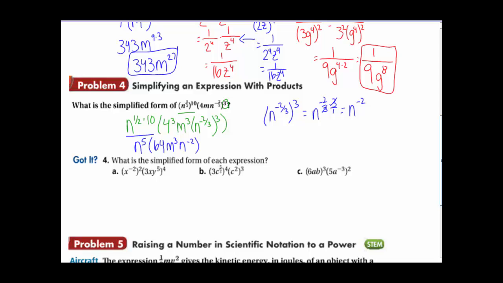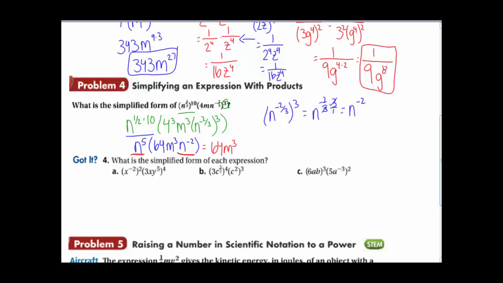All right. So now we need to look to see if we can go any farther with this. Let's think back to our combining like terms properties. So I see 2 n terms that we can combine. Nothing I can combine with my 64, so I'm just going to leave that. And I don't see any other m's, so just bring down my m to the third. And now I have n to the fifth times n to the negative 2 power.